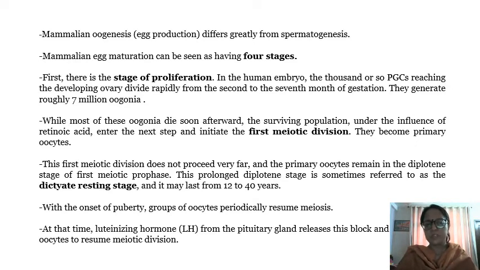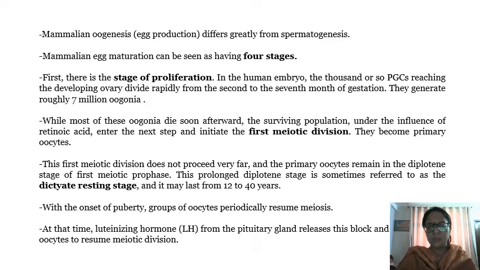The first of these stages is the stage of proliferation. In the human embryo, a thousand or so primordial germ cells reach the developing ovary, dividing rapidly from the second to the seventh month of gestation. They generate roughly 7 million oogonia. So this stage basically takes place before the birth of an individual, that means from the second to the seventh month of gestation.